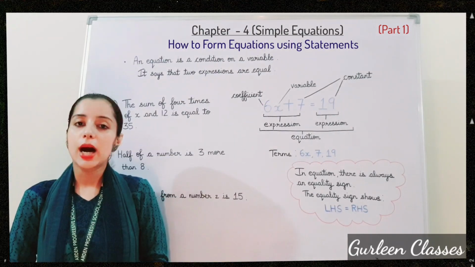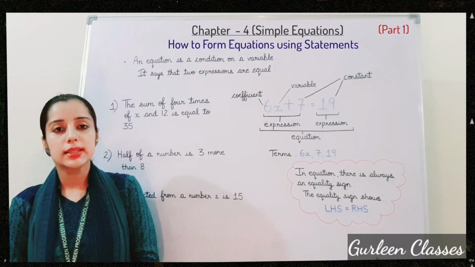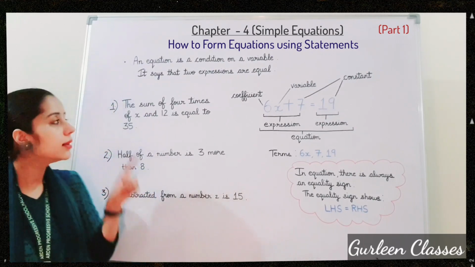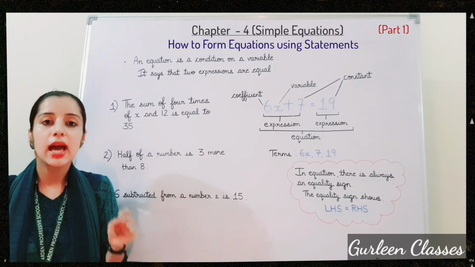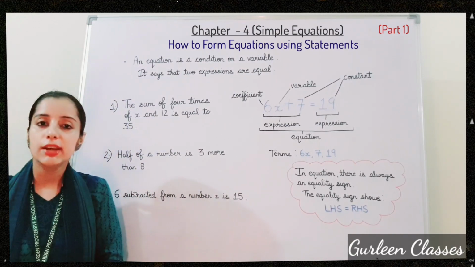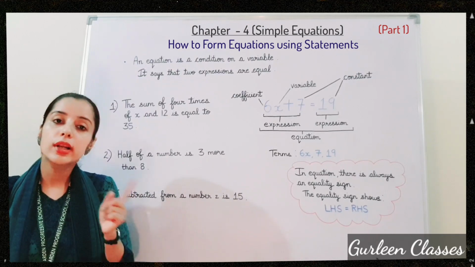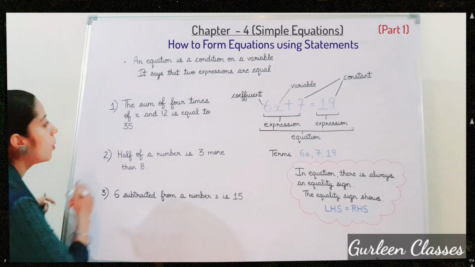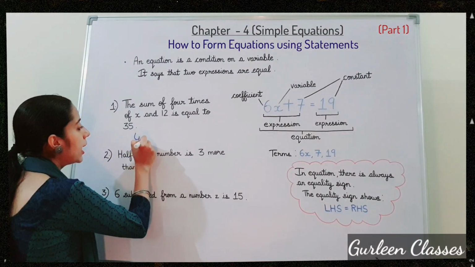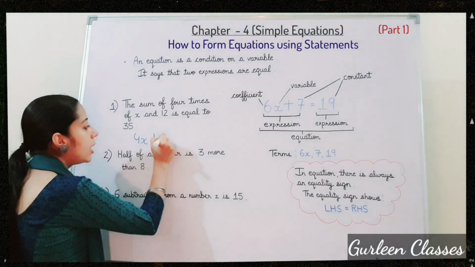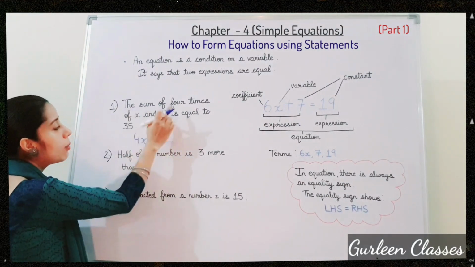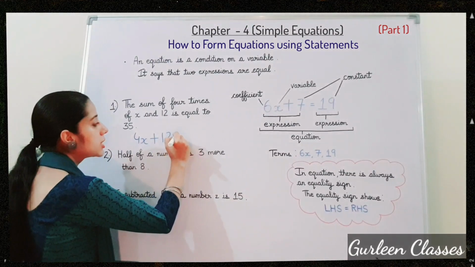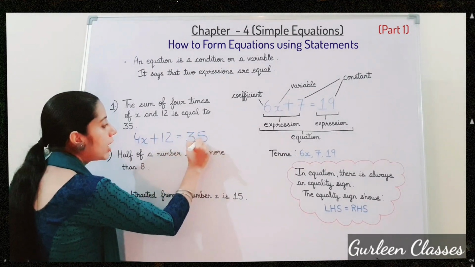So now let us learn how to form equations using statements. Here statements are written and we have to form equations. Number 1, the sum of 4 times of x and 12 is equal to 35. The sum of 4 times of x. 4 times means 4 into x. That will be 4x right here. 4 times of x and 12. This is the sum. The sum of 4 times of x and 12, that is equal to how much? That is equal to 35.